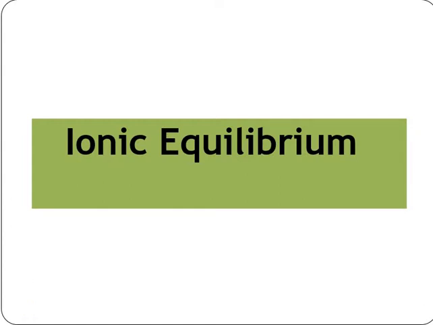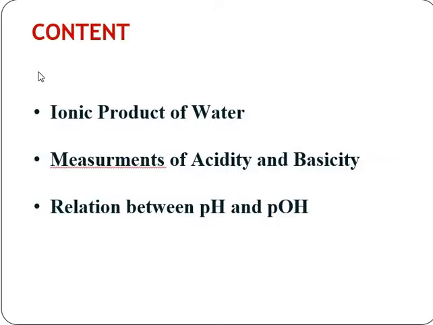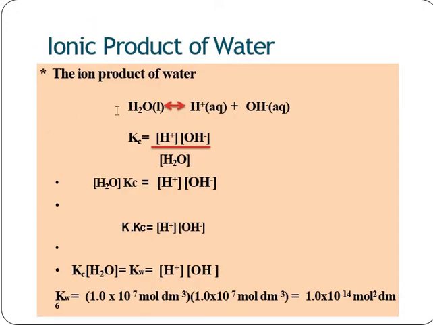In the last lecture, we discussed electrolytes, types of electrolytes, degree of dissociation and dissociation constant. Today, I will discuss the ionic product of water, measurements of acidity and basicity, and the relation between pH and pOH. So let us start with the first point, the ionic product of water.